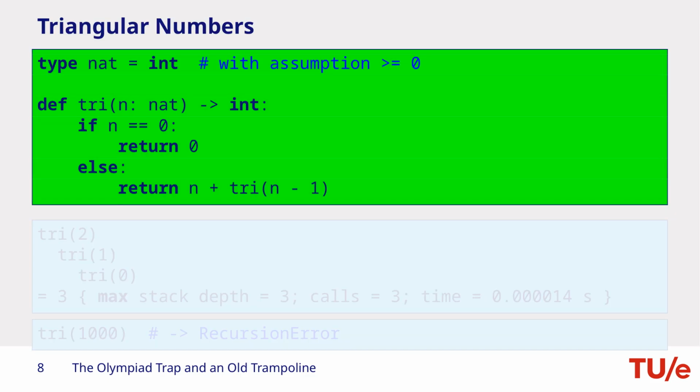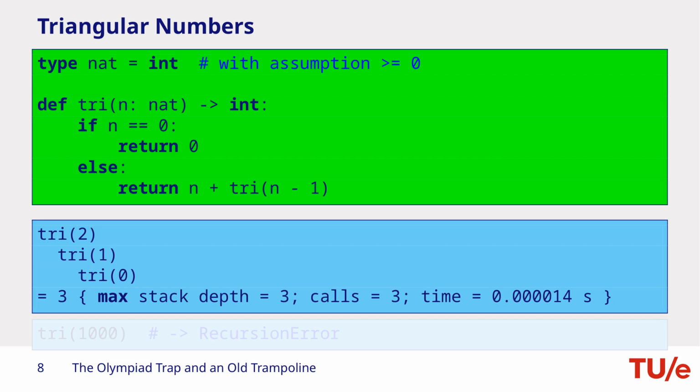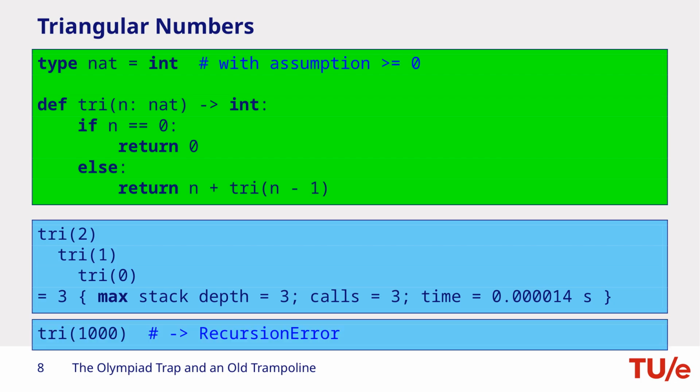Consider the problem of computing triangular numbers. Given natural number n, tri n returns the sum of the numbers n down to 0. Here you see a recursive definition for tri n. It has linear recursion. Tri n uses n plus 1 levels on the stack. In Python, tri 1000 aborts with a recursion error.